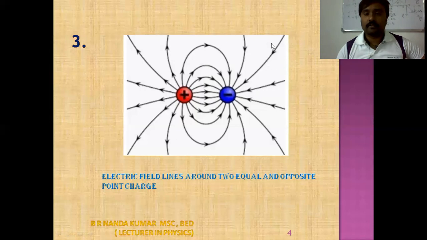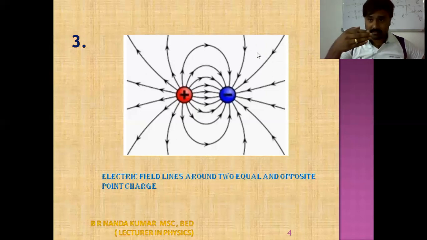So here the electric field strength is weaker. Why is the electric field strength stronger there? Because in this region the electric field lines are very close to each other. Why is the electric field strength weak here? Because here the electric field lines are spread out. Okay.